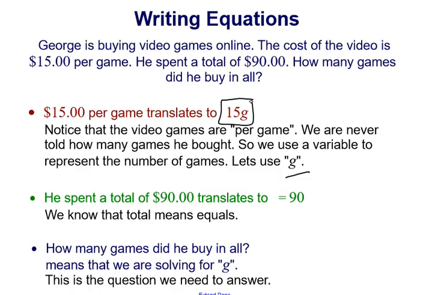Now, he spent a total of $90. A total is a keyword for the equal sign. So we know that the total means equals. So $90 total means we're going to equal 90. Now, how many games did he buy in all? This means we are solving for G. We're solving for that variable, that unknown. This is the question we need to answer.